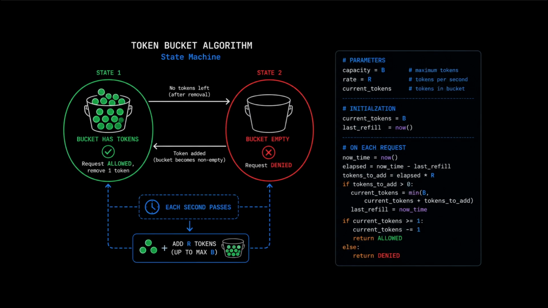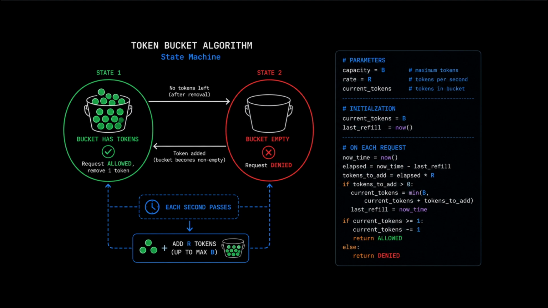Under the hood, the implementation is pretty elegant. You store two things, that is the current token count and the timestamp of the last refill. When a request comes in, you first calculate how many tokens should have been added since the last timestamp, add them, which is capped at capacity, then check if you have at least one token. If yes, subtract one and allow the request. If no, reject it. The brilliant part is that there's no background thread running the refill. You calculate it lazily on each request, which means it's very cheap to implement.